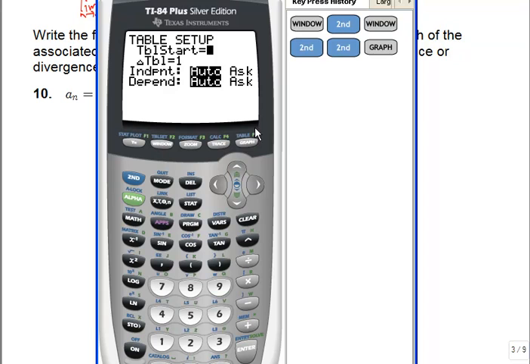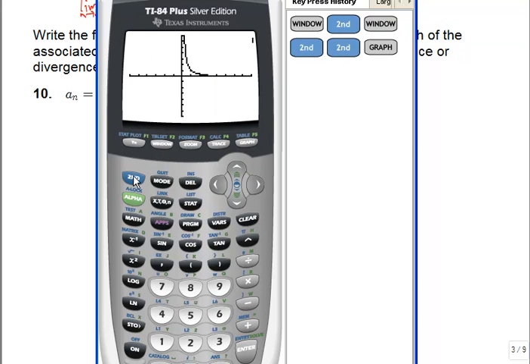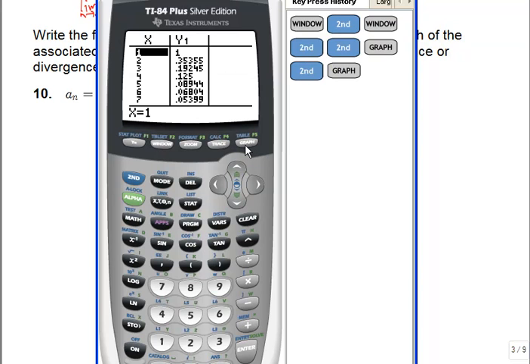And then if we hit table, not graph, but that's what the graph would look like. You can see that that's going closer and closer to 0 as x gets really, really big. But in terms of the table, this would be your first 5, 6, 7 terms. So when n is 1, we get 1. When n is 2, we get 0.35355. When n is 3, we get 0.19245, and so forth. And you can see that as you progress down this table, these y values are getting smaller and smaller. So that's further evidence that this probably does converge to 0.